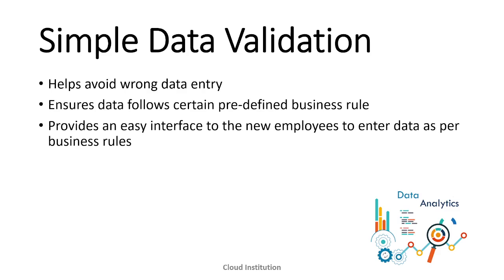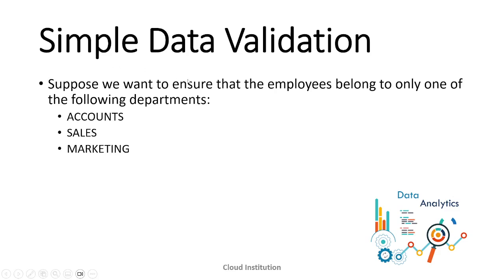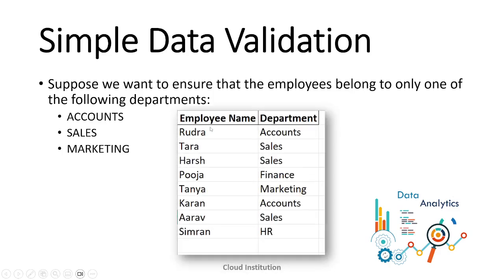Okay, let's take an example. Suppose we want to ensure that the employees belong to only one of the following departments, that is accounts, sales, marketing. That means, according to the business rule, there is no other department data that we want to be taken. So let's take this example of employees here. There are some employees like Rudra who belongs to accounts, Tara sales, Harsh sales. Now Pooja is from finance department, and then Tanya, and like that.